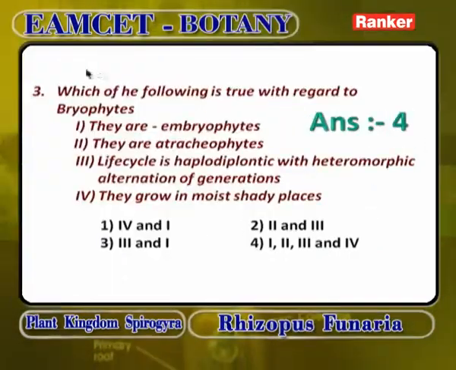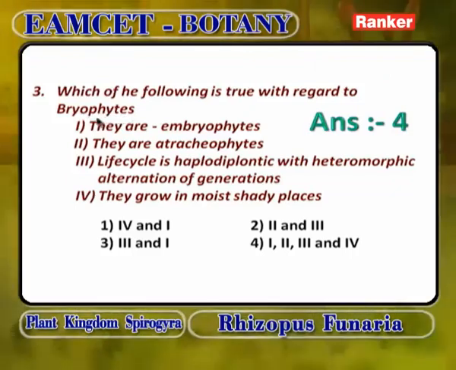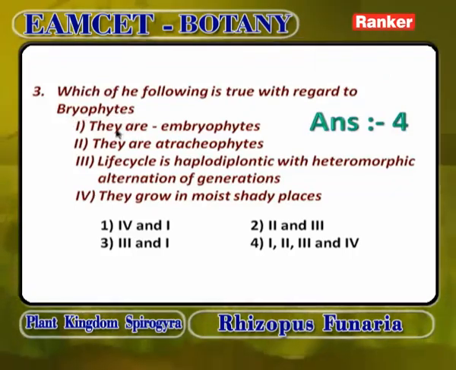Which of the following is true regarding bryophytes? Bryophytes are the first successful land plants without vascular tissues. For the first time in the plant kingdom, an embryo is produced because the zygote has undergone mitosis. These are the embryophytes. They are embryophytes is correct because for the first time the embryo is formed.